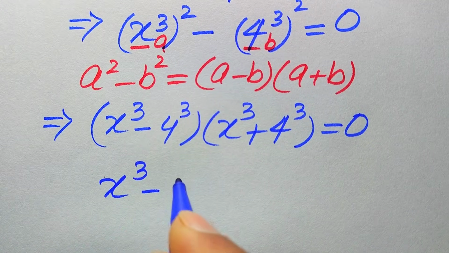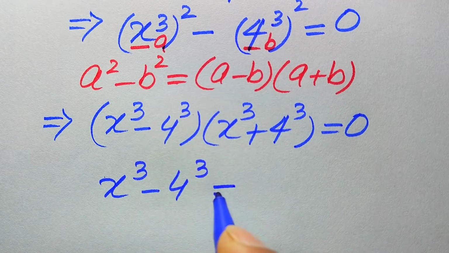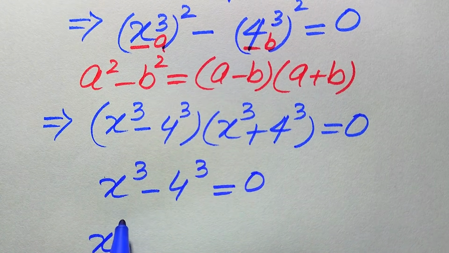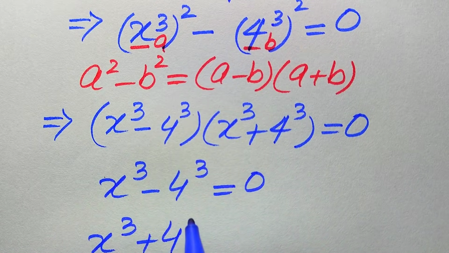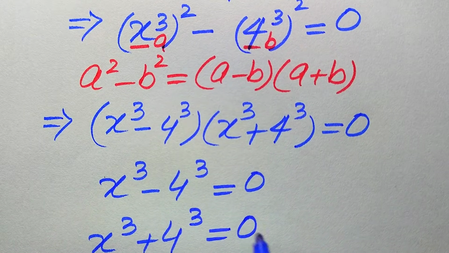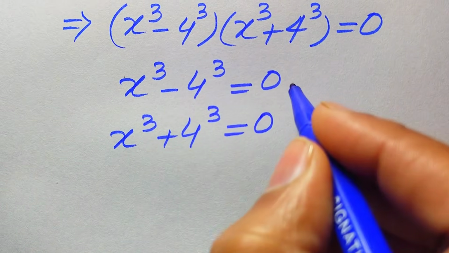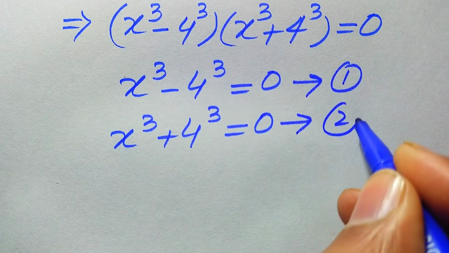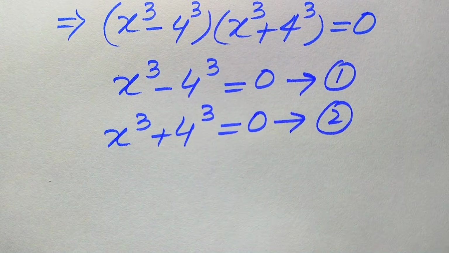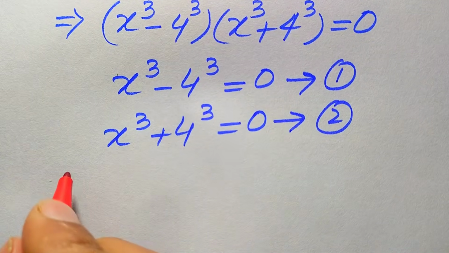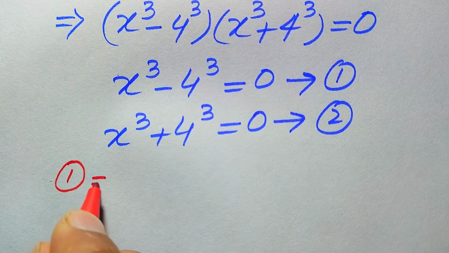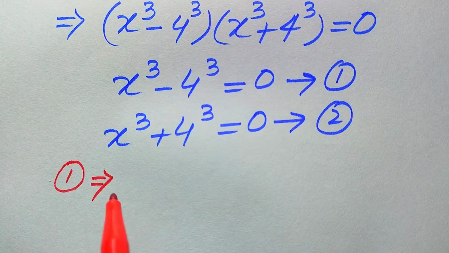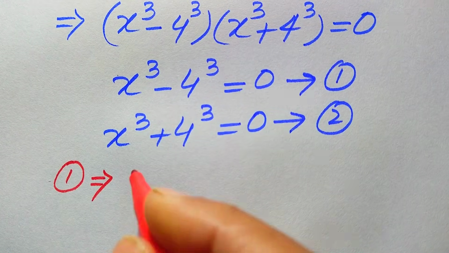And now in the next step we divide this equation into two cases. The first case is x cubed minus 4 cubed equals 0, and the second case is x cubed plus 4 cubed equals 0. So we call this equation number 1, and this is our equation number 2. So first we need to focus on equation number 1, and in equation number 1 we use this nice cubic formula.